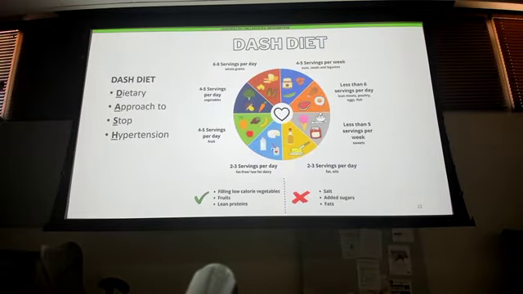And then we talked about the DASH diet. Please don't memorize all these different servings, but just know that this is a healthy diet, fruits and vegetables, those types of things, and it has the most impactful results with lowering blood pressure.